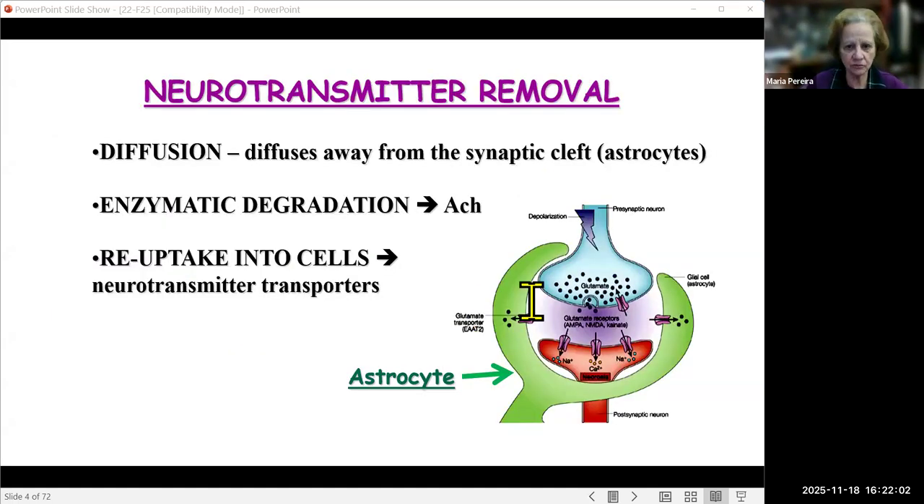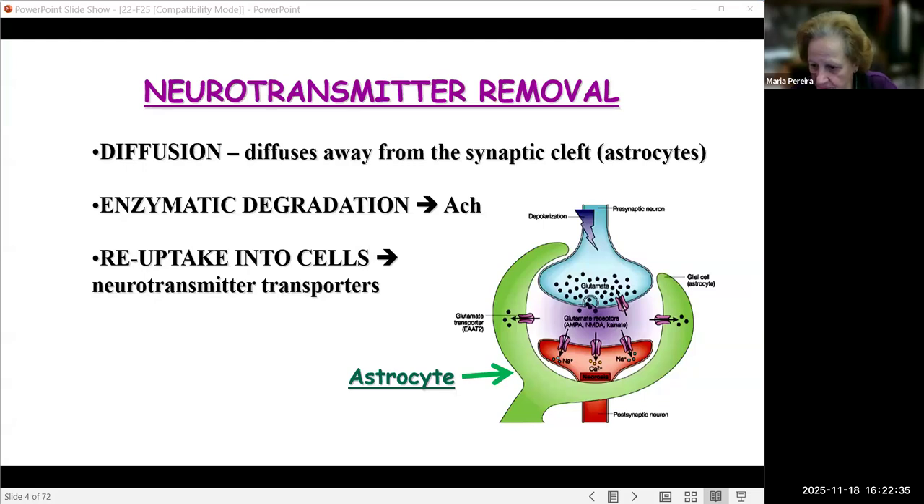Okay, so we have all these neurotransmitters, and they cannot be around for a long time. They all have what we call their half-life. So they are released at the axon terminals, they diffuse across the synaptic cleft, they bind to their receptors, and then they're there for a limited amount of time. So how do you get rid of these neurotransmitters? Well, some of them. Okay, so there's a question here.